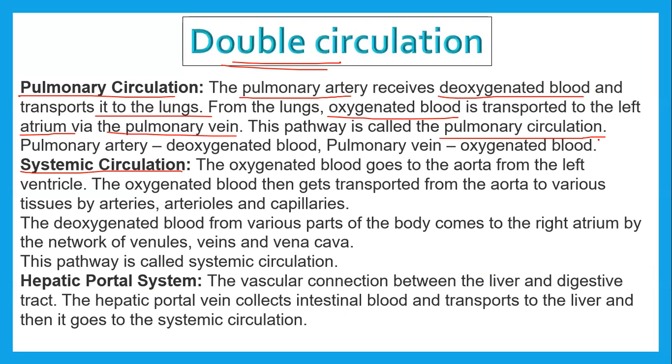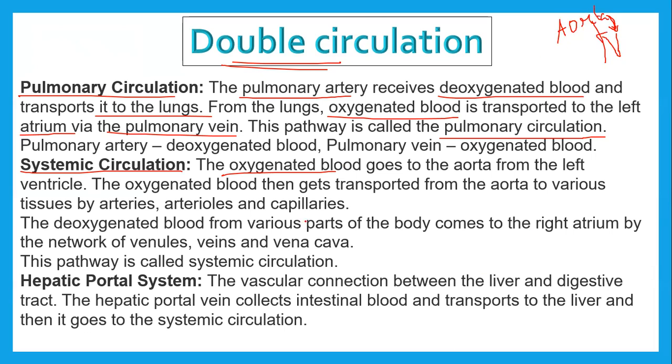That is, the deoxygenated blood from the right ventricle is carried by the right pulmonary artery to the lungs, from which the oxygenated blood is carried back to the left atrium of the heart through the left pulmonary vein. Systemic circulation means oxygenated blood is passed on from the left atrium to the left ventricle, and from the left ventricle it is passed on to the aorta, which pumps the blood to all parts of the body.